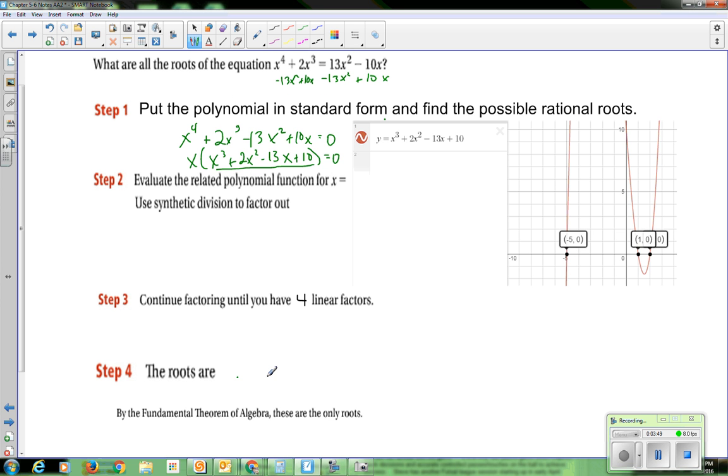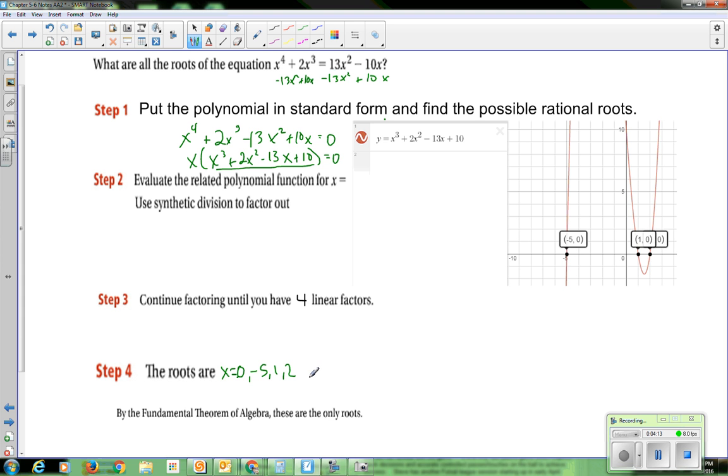The roots are 0, -5, 1, and 2. And there's 4 of them. So by the fundamental theorem of algebra, these are the only roots that I can have. I can't have any others since I'm power 4.